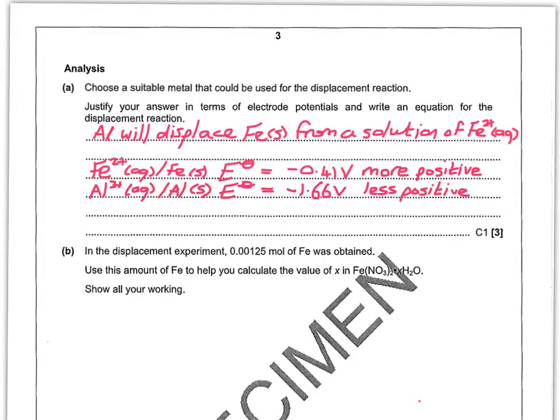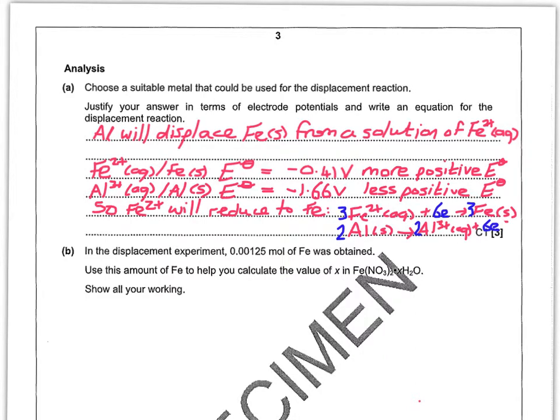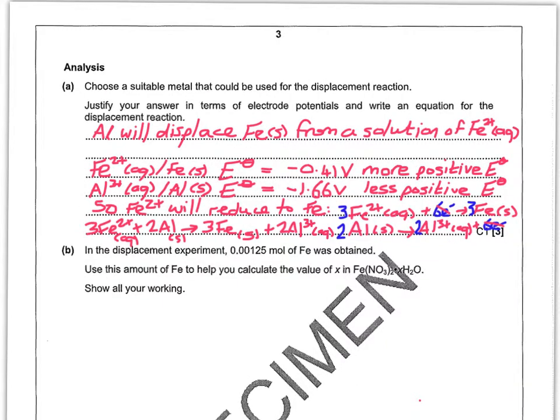Because Fe2+/Fe has the more positive of the two electrode potentials, you reverse the aluminium half equation and you multiply up accordingly so that you have the same number of electrons. Just making sure my electrons have a negative charge there. So now you can cancel through, and that gives you the equation. So now what we need to do is to go on to the next part.